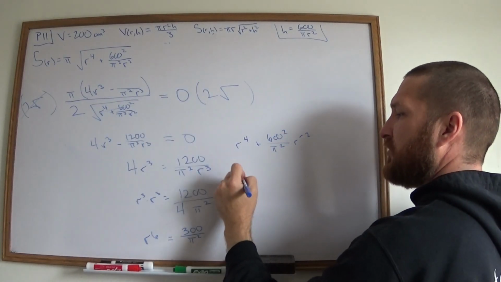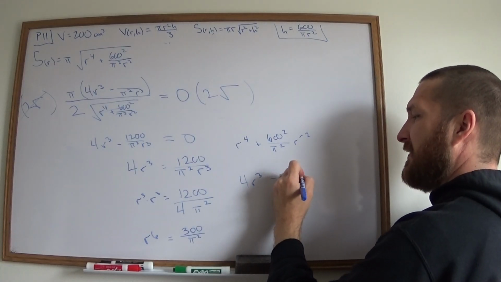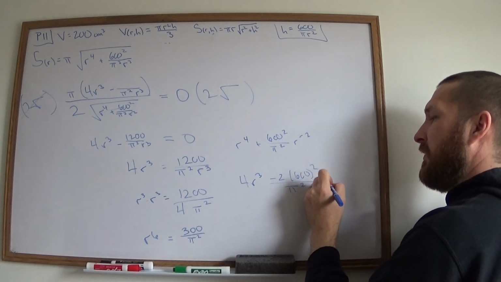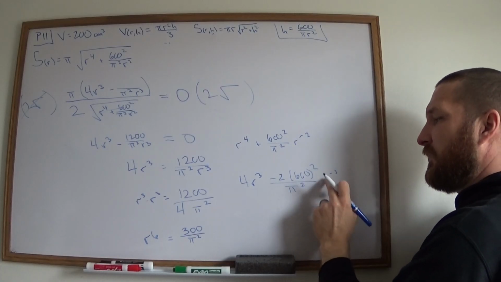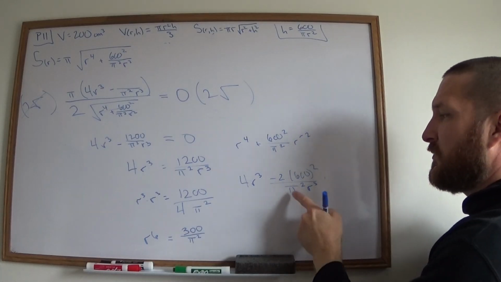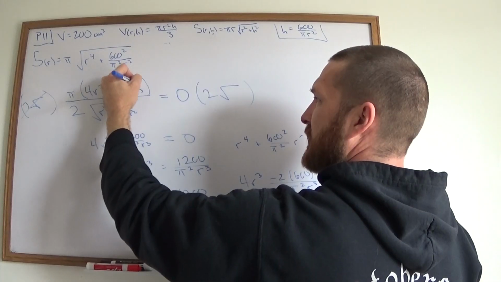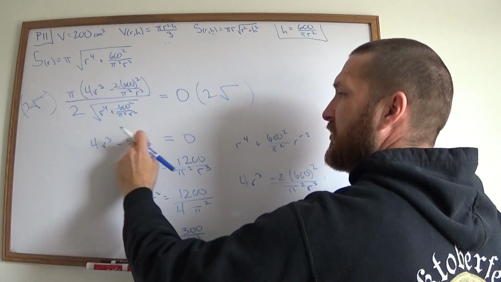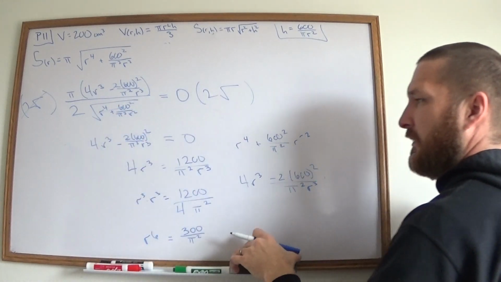The derivative there should have been 4r cubed. The negative 2 comes down as that, and this is how I wrote it when I did it before, r to the negative 3. So the negative 3 comes down as r to the positive 3. And so now the only difference here is that this should have been 2 times 600 squared, like that. And so this should be 2 times 600 squared. Oh boy.